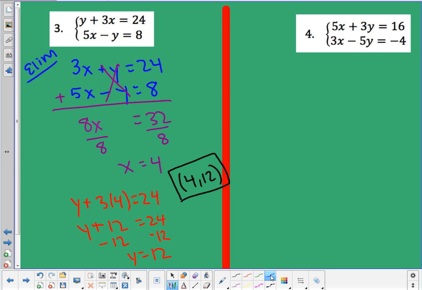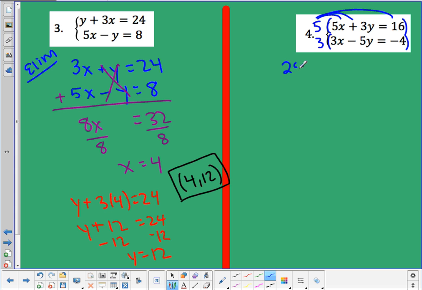So I'm just going to eliminate the y terms because I notice that one y term is positive and one y term is negative already. So I don't need to worry about my signs because they're already opposite signs. I just need to make the numbers the same. So I'm going to multiply this top one by 5 and this bottom one by 3 because that's going to give me 15y and negative 15y. But again, this needs to go across all parts of the equation.